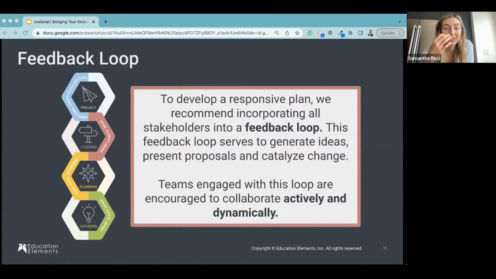So in order to develop this type of responsive plan, we recommend including all stakeholders, or all team members, into a feedback loop. And what we mean by this is making sure that the teams that you have are intentionally built so that they're all speaking and communicating to each other weekly, right? Whatever the cadence you want it to be, to keep folks engaged and actively involved in the process. Getting regular feedback and giving one another feedback is important, so that the plan can sustain over time.